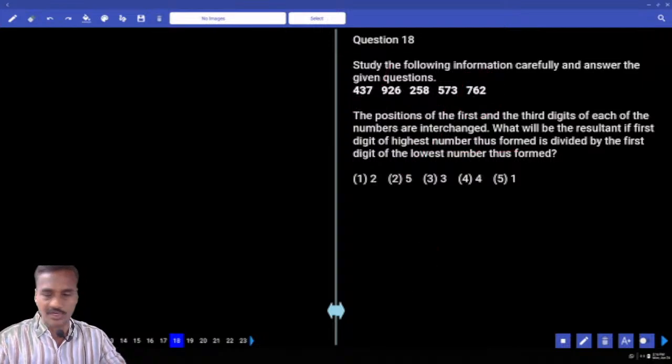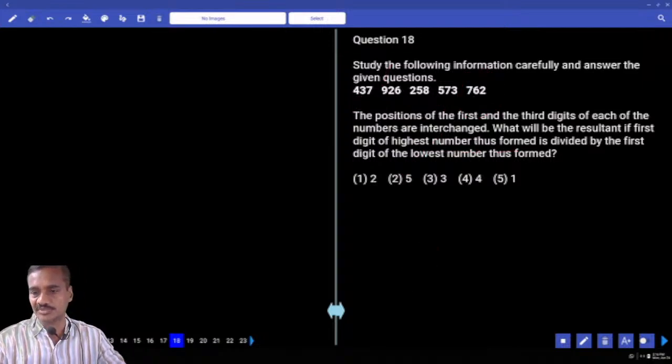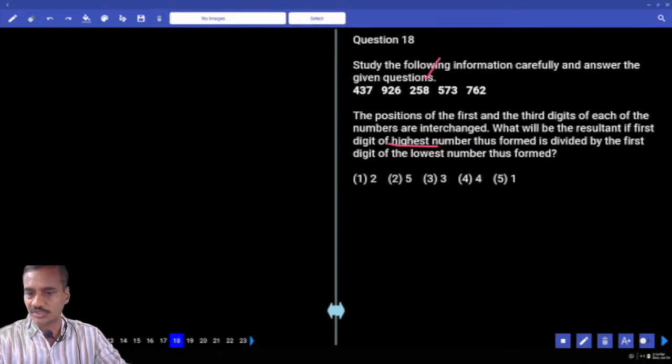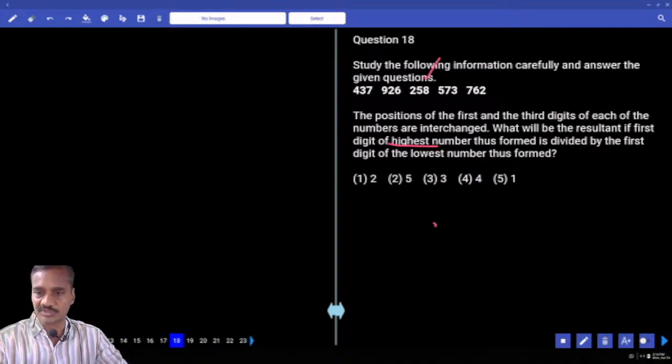The positions of the first and the third are interchanged, meaning the number will be reversed. What will the resultant be? The first digit of the highest number. That means the third digit is coming to the first place, and among the third digits, 8 is the highest. So the third digit of the highest number, which is 8, will come to the first place, isn't it?